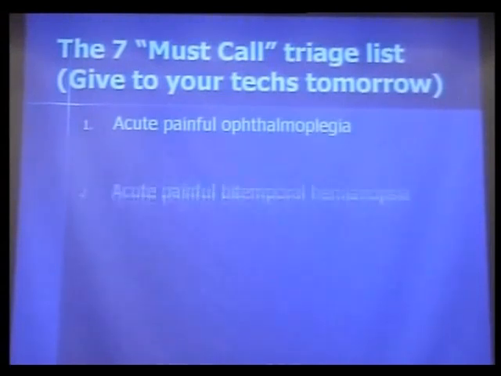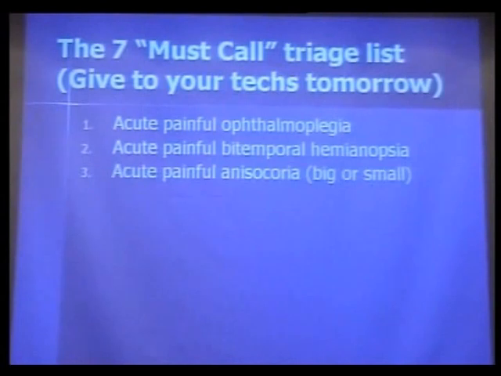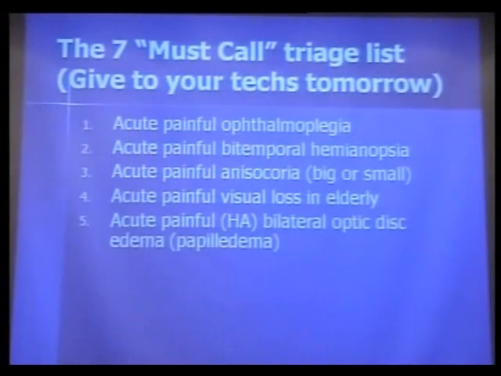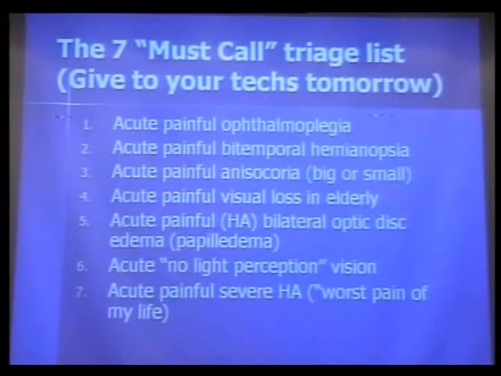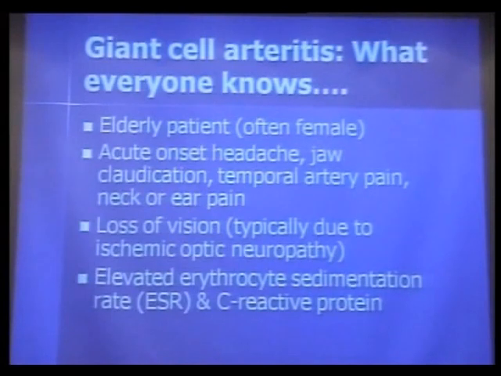Acute painful ophthalmoplegia, acute painful bitemporal hemianopsia, acute painful anisocoria, either a small pupil or a big pupil, acute painful vision loss in the elderly, that's giant cell, acute painful bilateral disc edema, that's papilledema until proven otherwise, acute no light perception vision, that's almost always badness. There are very few things in this world that cause you to be acutely NLP, and the worst headache of my life. Now, what does this have to do with the diplopia list? Well, if any of these questions are answered yes in the setting of the complaint of diplopia, that is an emergency.